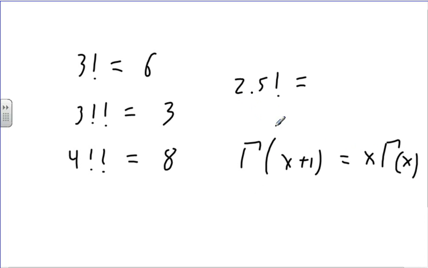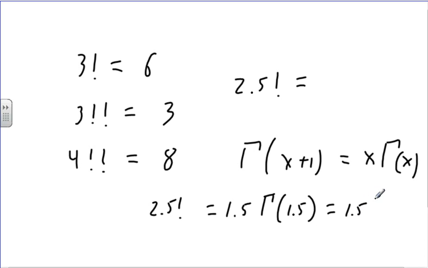So 2.5 factorial, we'd use the gamma function, and x is 1.5. So if x is 1.5, then this would be 1.5 times the gamma function of 1.5. So 2.5 factorial would be that, and then this would be 1.5 times 0.5 times the gamma function of 0.5.